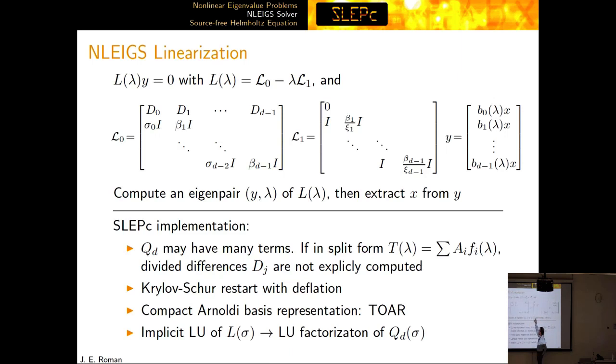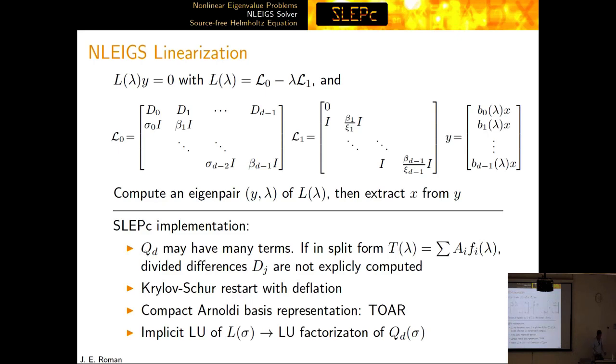In particular, when we have to do a linear solve, we do the LU factorization of this matrix implicitly, so that we don't factorize the big matrix, but only have to factorize a block of size n. Another thing we have is the compact representation of the Krylov basis, and this is to save memory, otherwise it will eat a lot of memory.